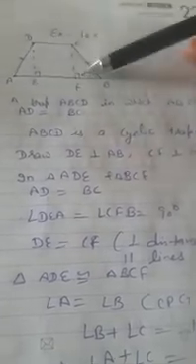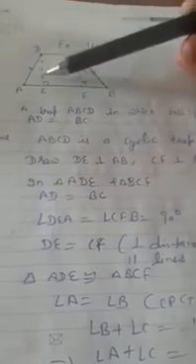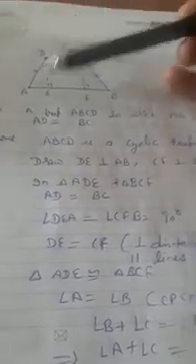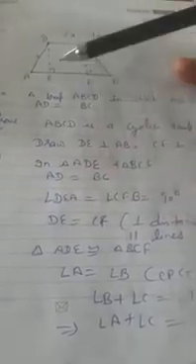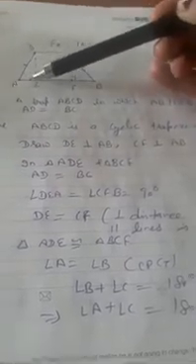Now see, in these two triangles, DE and CF are perpendicular, and this is the perpendicular distance between parallel lines, so both are equal. AD is equal to BC, given. Angle DEA is equal to angle CFB, both 90, and DE is equal to CF. So these two triangles are congruent by RHS, and we can take angle A equal to angle B by CPCT.